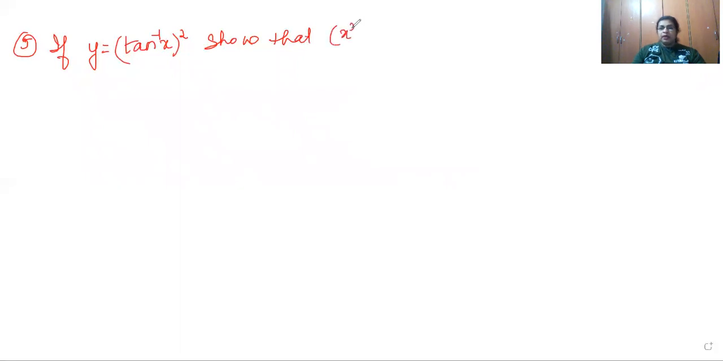Question number 5, an important question again. If y is equal to tan inverse x the whole square, show that x square plus 1 the whole square y2 plus 2x into x square plus 1 y1 is equal to 2. Okay, so I differentiate with respect to x.